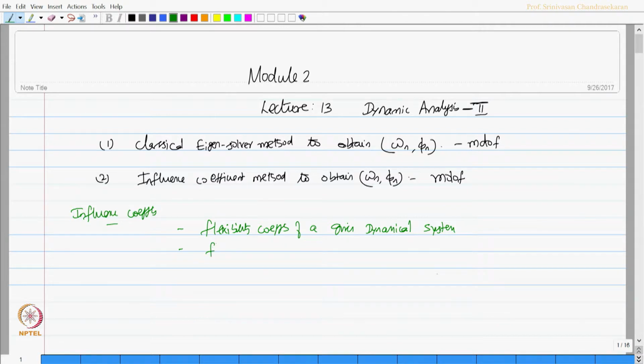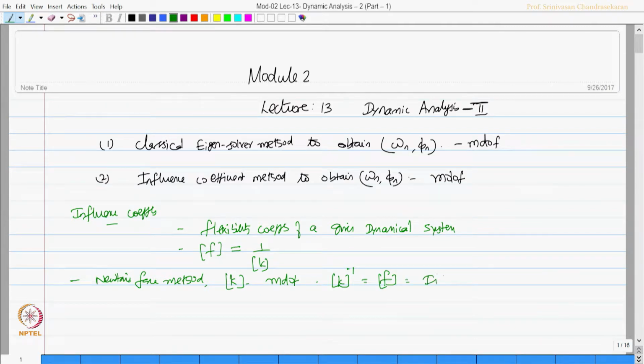If flexibility is expressed as small f, it has a relationship with stiffness. For a given system, using Newton's force method, we can derive the stiffness matrix for an MDOF system. So, just take an inverse of the stiffness matrix, and it will give you the flexibility, which is the influence coefficient matrix. But in this lecture, we will explain how to obtain the influence coefficient matrix directly without inverting the stiffness matrix.